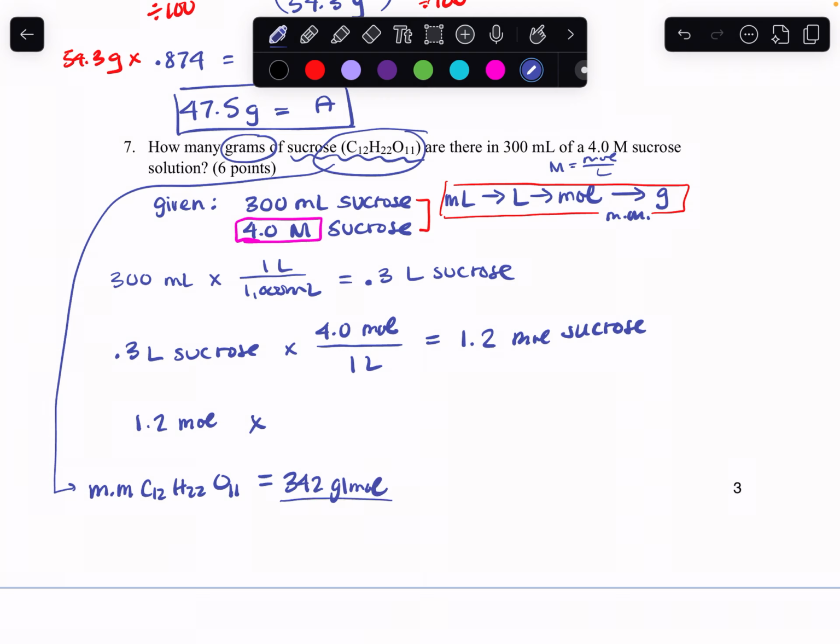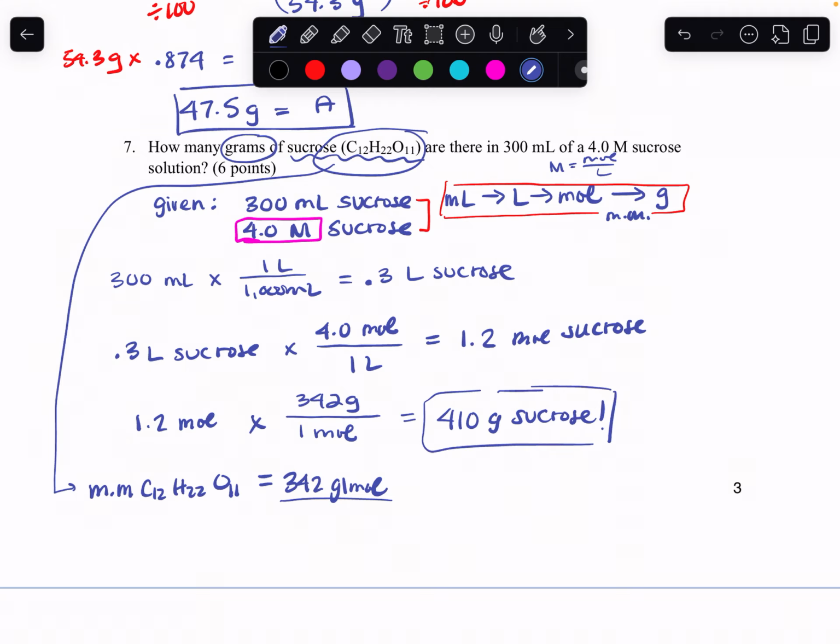Memorize it, learn how to calculate it. It's a big one, I know, but it's a good test that you know how to do it. So molar mass will be used in this last step of the problem. I'm going to put my 1 mole on the bottom, and bring that 342 grams to the top. When I multiply together, I get 410 grams of sucrose. Wow. Sugar, sugar. Love that.